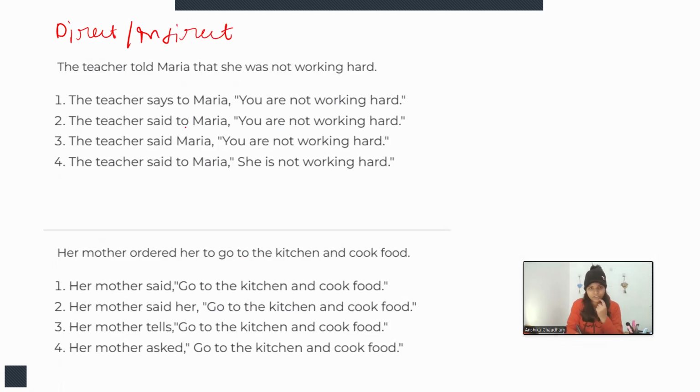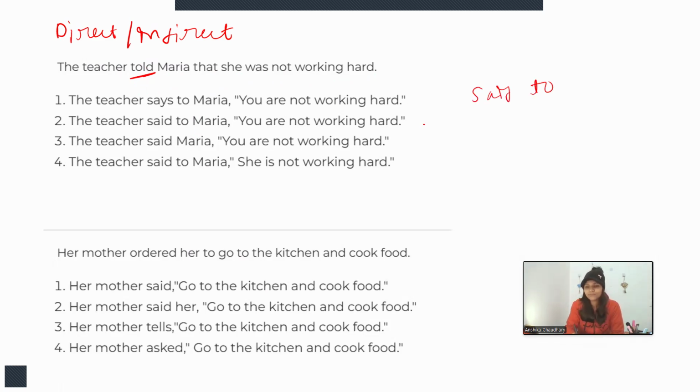Direct indirect speech. All right. So if we see here, the teacher told Maria that she was not working hard. So this time it is given in indirect speech, right? Because here is the use of told. Told is used in indirect speech. So when we change this to direct speech, this told will become said to, right?